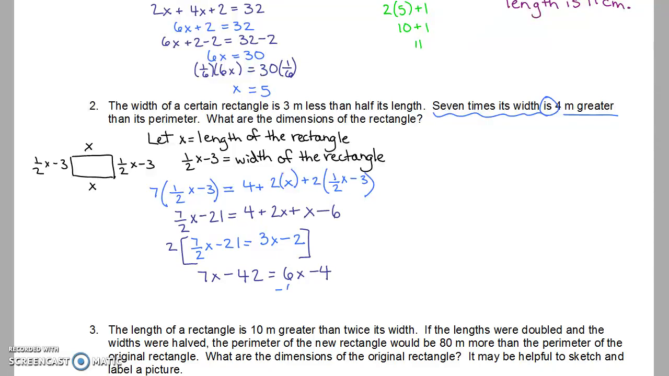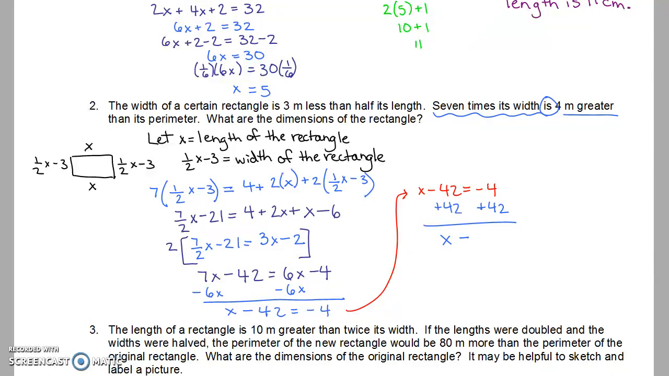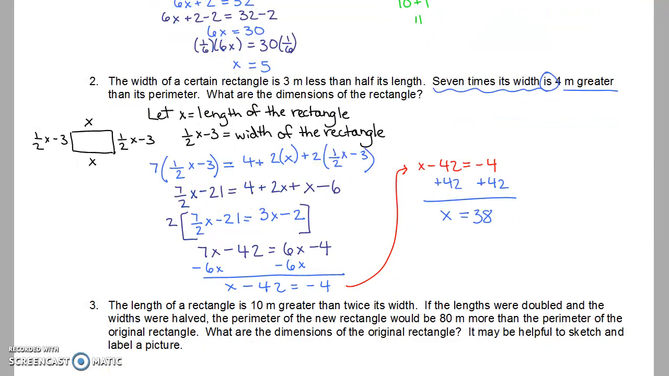At this point, we are going to collect like terms, so we're going to subtract 6x from both sides, and we will have x minus 42 equals -4. If you run out of room, it's okay. You can just move up a line. And then we're going to add 42 to both sides. Something you'll notice is unlike integer problems where your answers always come out whole, it is possible for you to get fractional answers. What you want to be careful you don't have is negative answers.